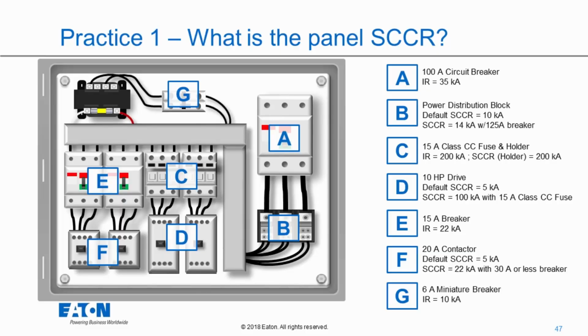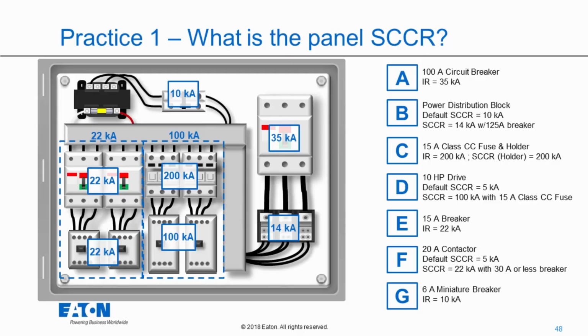And then finally, the primary protection for my control power transformer is a 2-pole 6 amp miniature circuit breaker with an interrupting rating of 10 kA. So we're going to go ahead and go through this and figure out what the short circuit current rating of this panel is. So I'm going to start with step one.